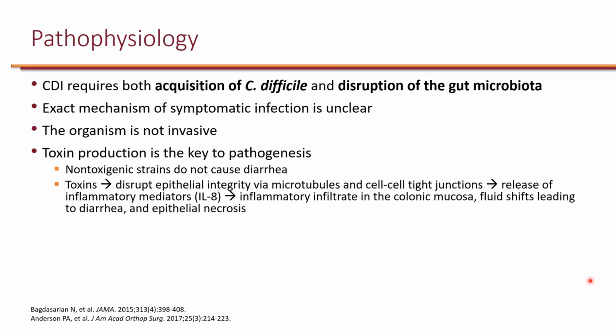Let's take a look at the pathophysiology of C. diff infection. It requires both acquisition of C. diff as well as disruption of the gut microbiota, because the gut microbiota has a protective role against C. diff. Although the exact mechanism of symptomatic infection is unclear, toxins play an important role.